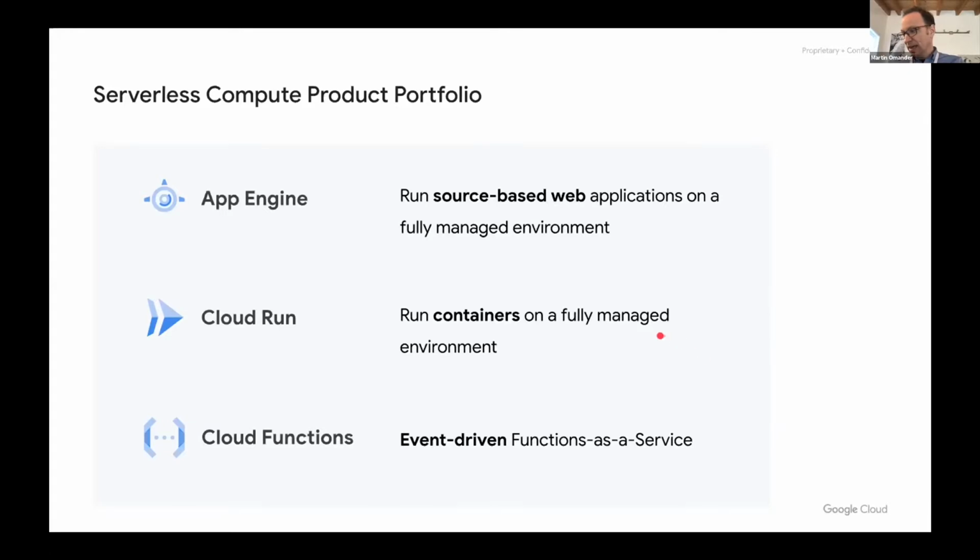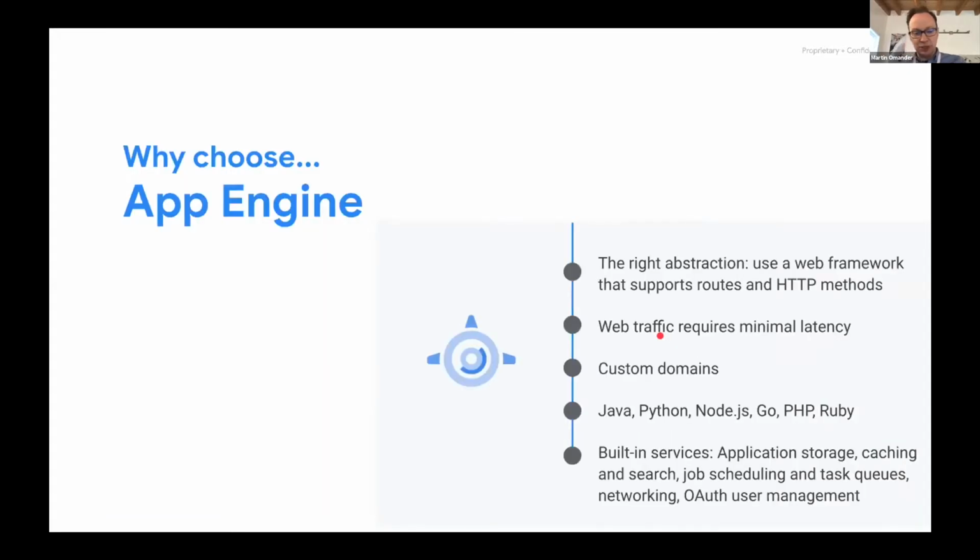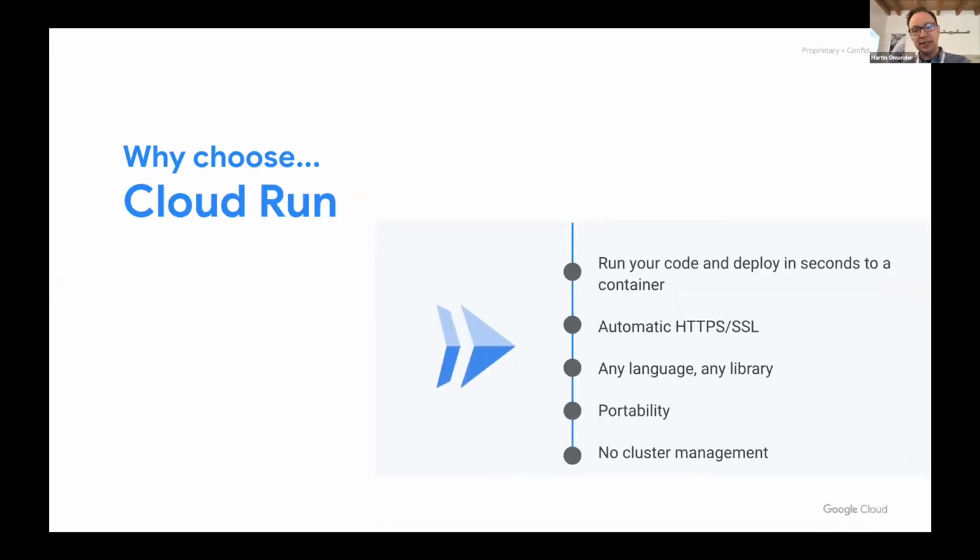All right, so App Engine, you can write in these languages, and you have all kinds of built-in stuff for web applications. And Cloud Run, here you have the portability because you have containers, right? Containers are great. And it also means that you can use any language and any library.